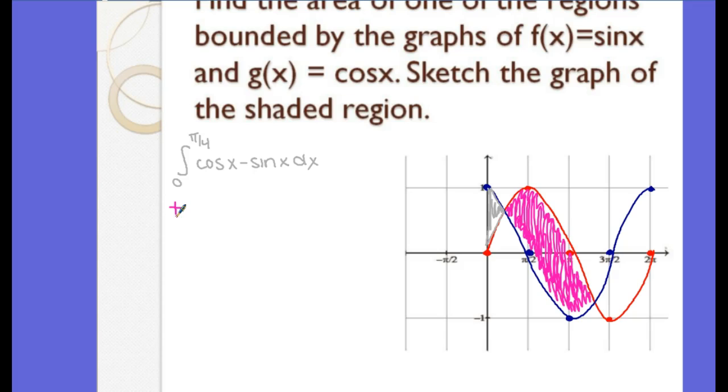Okay, so what would this region look like? Where would they intersect again? You know it's got to be between pi and 3 pi halves, so that would be 5 pi fourths or 7 pi fourths? 5 pi fourths would be in quadrant 3, guys.